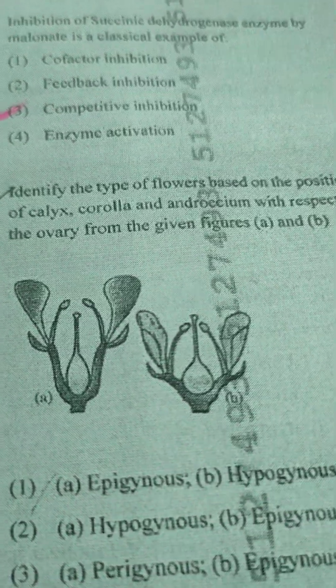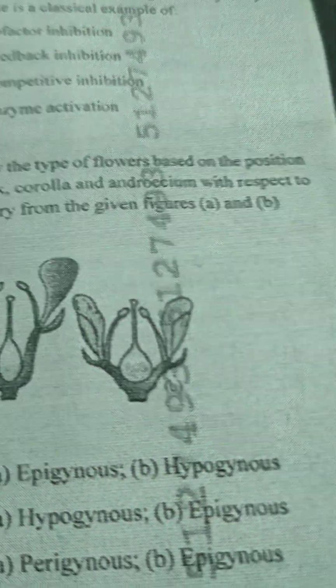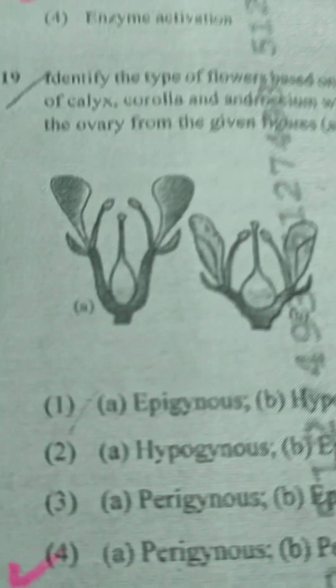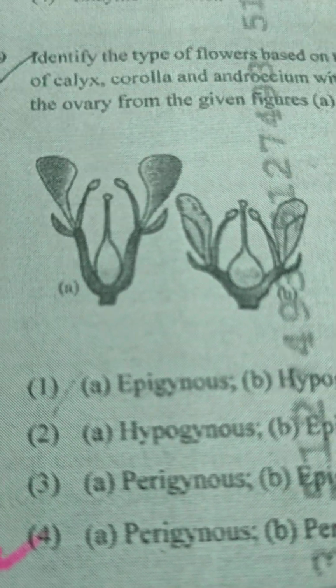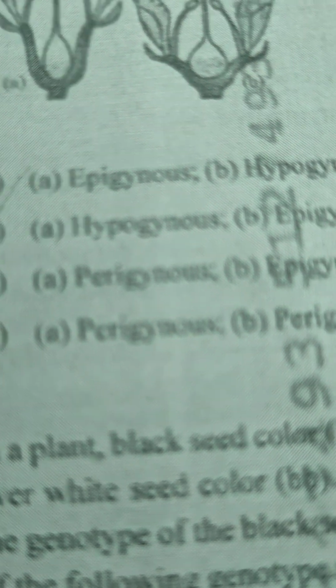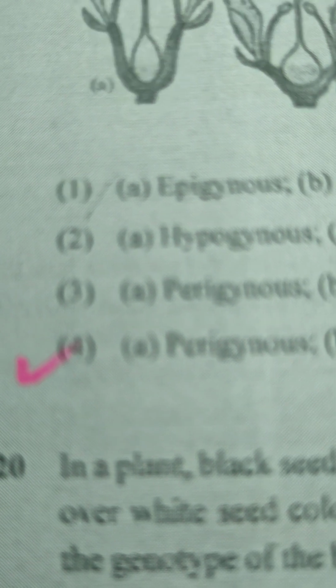Question number 119. Identify the type of flowers based on position of calyx, corolla and androecium with respect to the ovary from given figure A and B. This is the figure A and B. Correct option is perigynous, A perigynous, B perigynous. Correct option is 4.